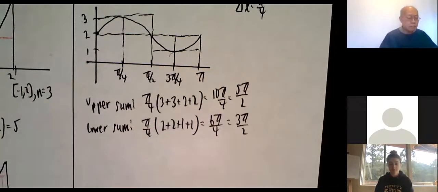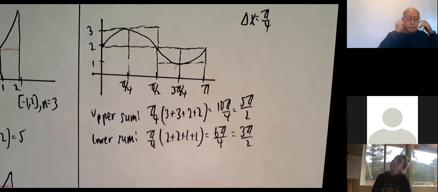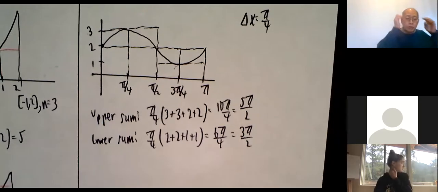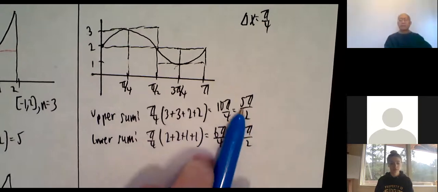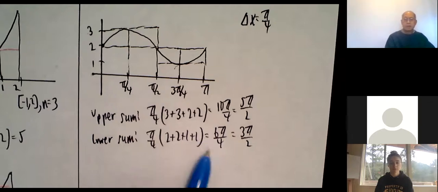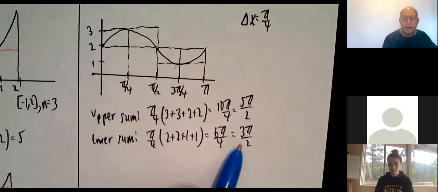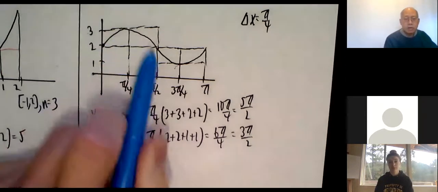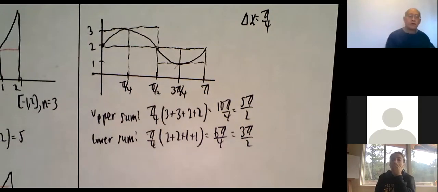So in this particular problem, it wasn't a matter of, oh, you picked the left endpoint, you picked the right endpoint. No, you just pick whichever is the higher or lower. Okay, so this comes out to be 10 pi over 4, 5 pi over 2. That's my upper sum. And my lower sum comes out to be 6 pi over 4, or 3 pi over 2. All right, so the only thing I can say right now is the true area under the curve is something between 3 pi over 2 and 5 pi over 2. And that's all I can say. Okay. So that's the way that one works.